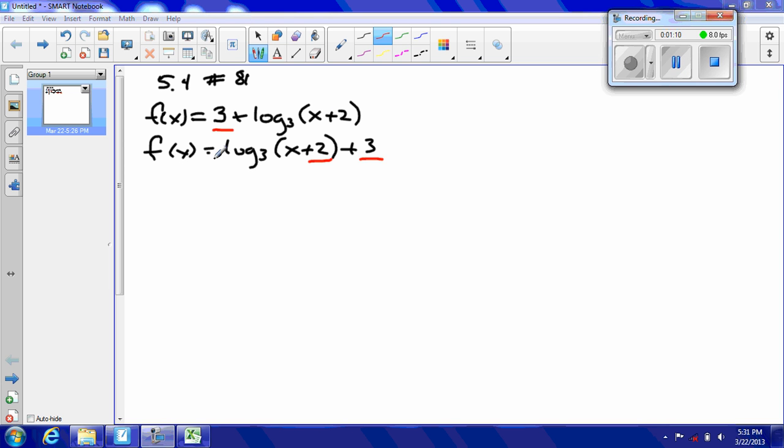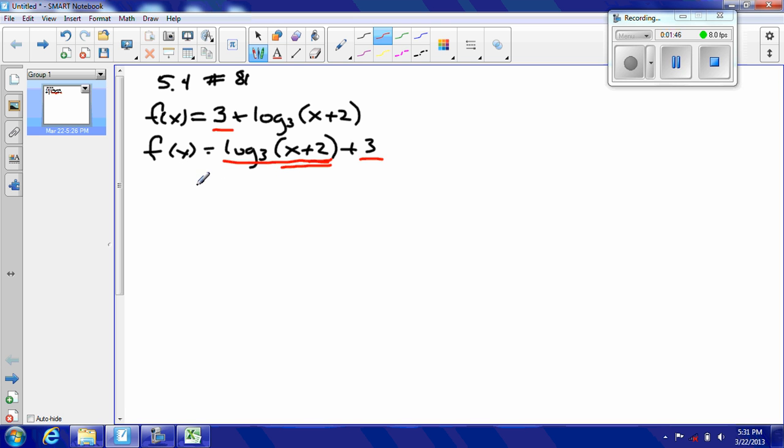The first question they're asking is, what is the domain? I look at my function to see if anything is restricted. Are there any denominators that have a variable? No. Are there any radical signs with a variable underneath? No. However, there is a logarithm, and the logarithm has an argument. The argument is x plus 2, and the argument of a logarithm has to be a positive number. It cannot be 0, and it cannot be negative.